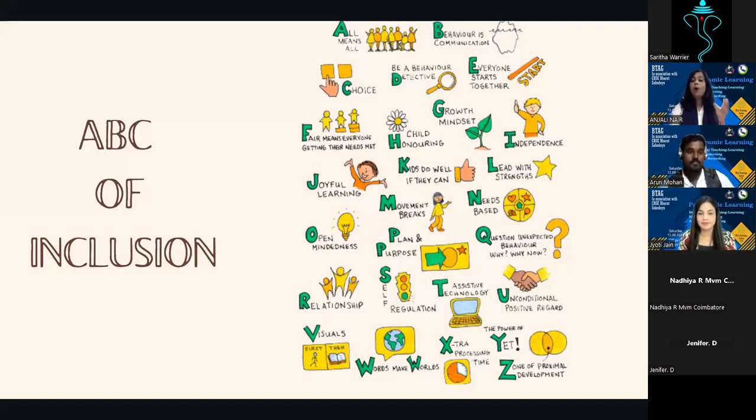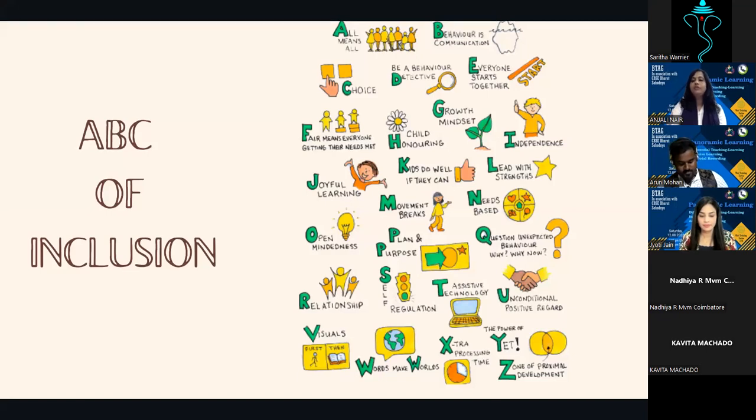A stands for all means all. You are not going to segregate, you're not going to integrate, you're not going to exclude any child from the classroom. You're going to include each and every child. All means all. B stands for behavior. Behavior is a kind of communication. When we're talking about behavior, it may be the teacher's behavior towards the students, how you're going to include each child in your classroom. So behavior is a kind of communication. C stands for choice. So you have to give choices in how and what the students want to learn. So choice is an important element of inclusion.